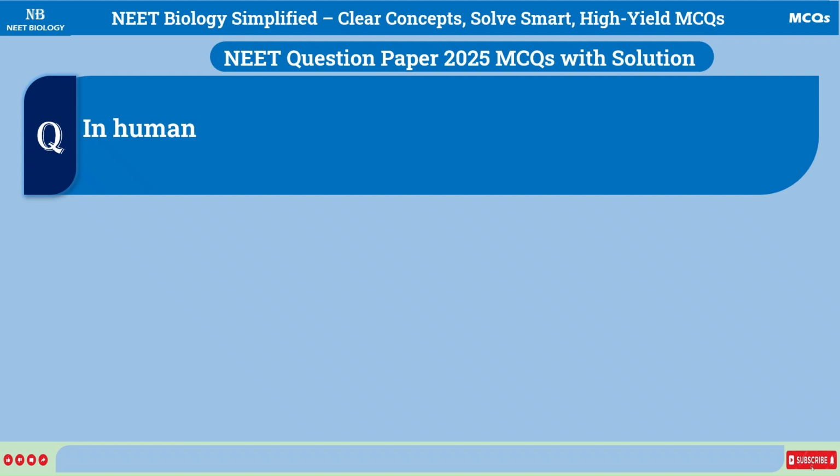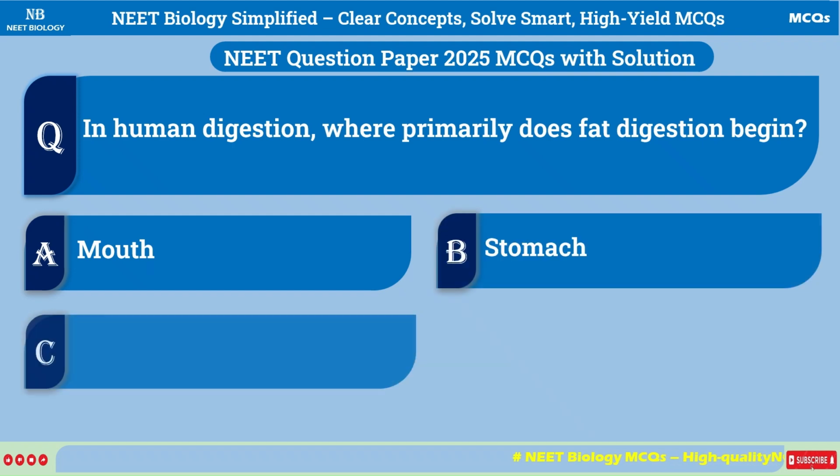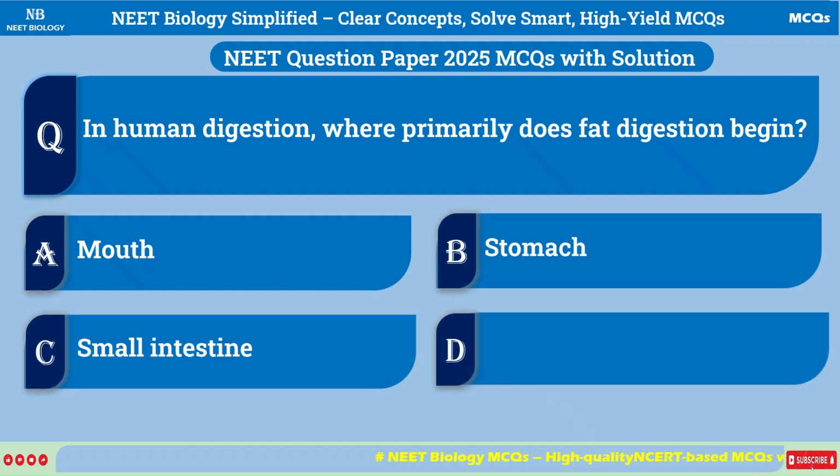In human digestion, where primarily does fat digestion begin? A. Mouth. B. Stomach. C. Small intestine. D. Esophagus.